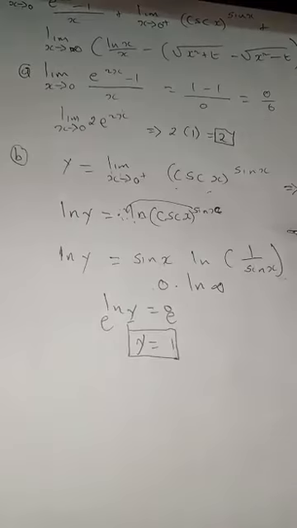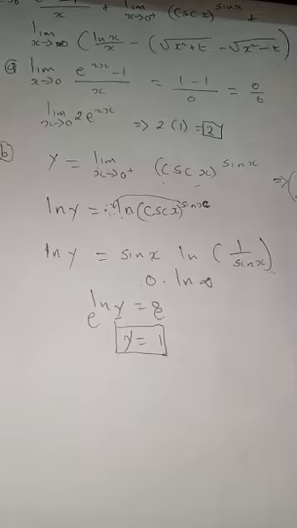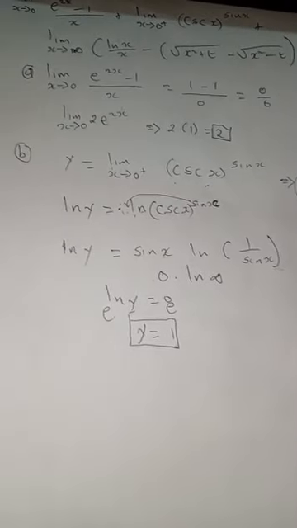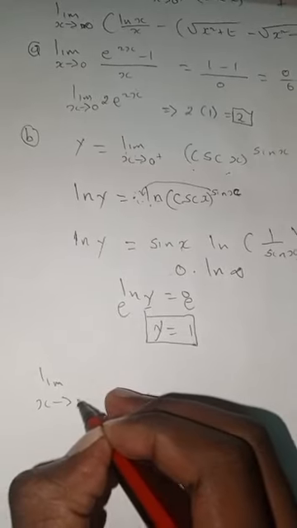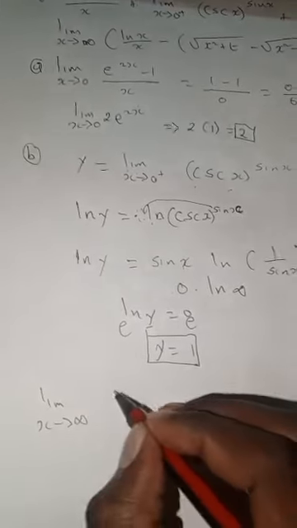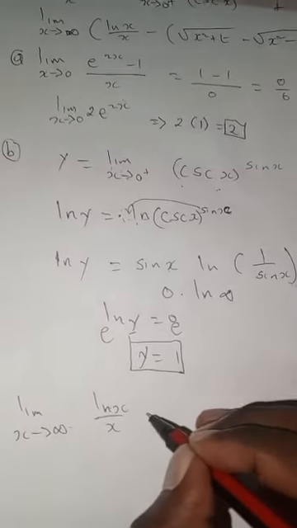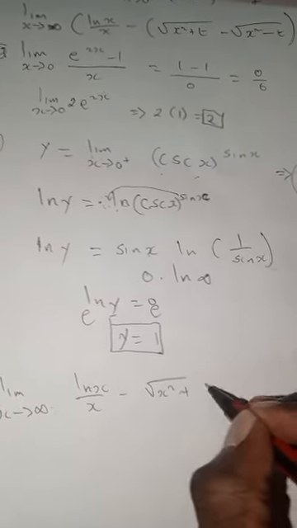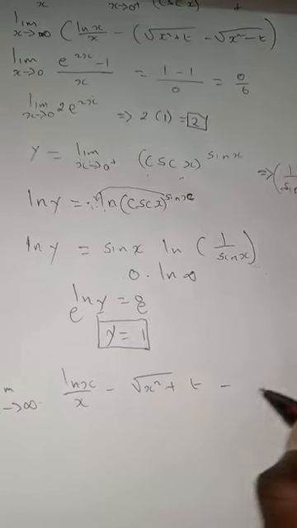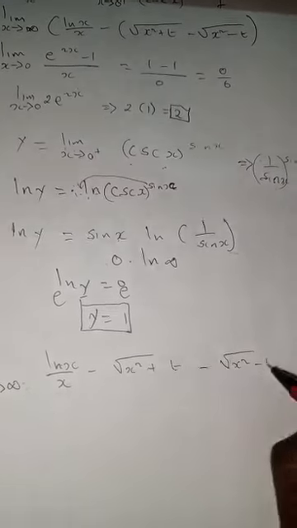We had natural log of x over x minus the roots. They're saying you apply the limit as x approaches what? Infinite. So we have the limit as x approaches infinite of natural log of x over x, then minus the roots. We have these roots, x squared minus t.